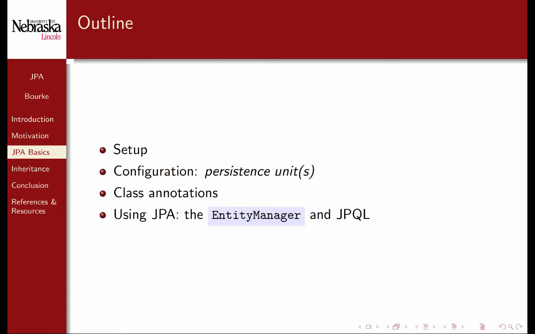We'll cover the basic usage of JPA in several steps. I'll demonstrate how to set up a project and to use JPA. Then we'll cover how to configure the project by defining a persistence unit. Then we'll examine some classes and how we annotate them to turn them into JPA entities that can then be managed by JPA. Finally, we'll query our entities out of the database using an entity manager and JPQL.